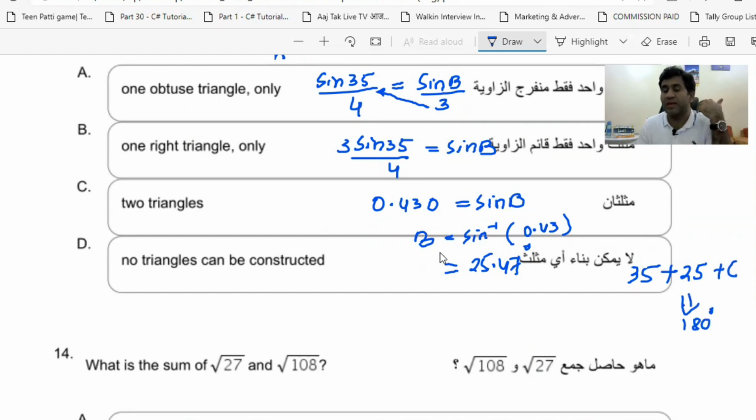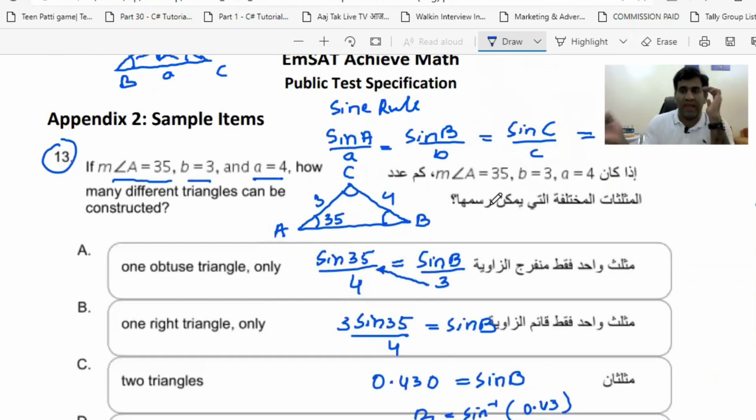So what are we going to get? 35 plus 25, we get 60 together. Then I can say the measure of angle C is going to be 120 degrees. So angle C is 120 degrees, which is greater than 90. That's why we can create one obtuse triangle. If an angle is greater than 90 degrees, those triangles are called obtuse triangles. So that's what I can go with the rule.